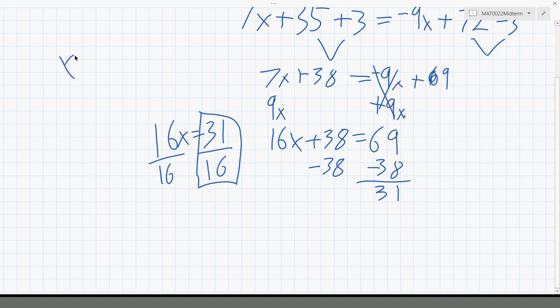Right. So it's going to be x equals 31 over 16. And you do that just by going after your prime numbers, because if you can go after your prime numbers, you'll usually find more prime numbers to pull out of it until it's at that reduced form.